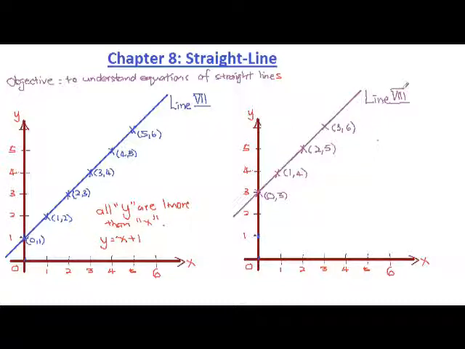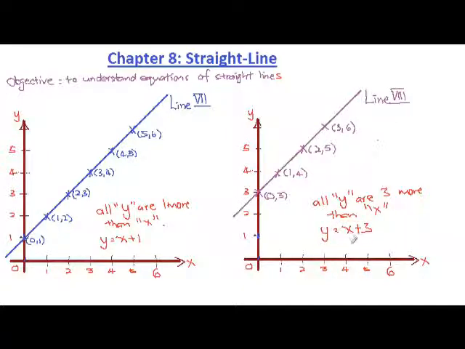Now, look at line 8. Examine the coordinates of each point. We can see that all y are 3 more than the x, and this can be written algebraically as y equals x plus 3, and thus this is the equation of straight line 8.